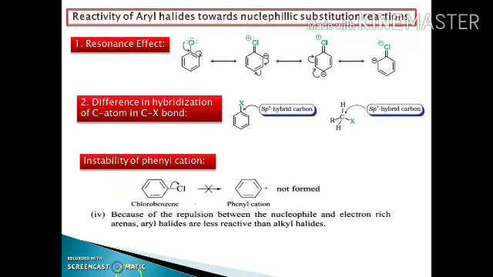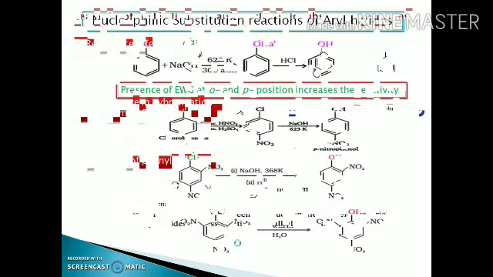And the next is the instability of the phenyl cation. In case of the haloarenes, if the halogen group is removed as a nucleophile, there is a formation of the phenyl cation, which will not be stabilized by resonance, and therefore the SN1 mechanism is ruled out here. In the last case, because of the repulsions between the nucleophile and the electron-rich arenes, the aryl halides are less reactive than the alkyl halides towards nucleophilic substitution reactions.